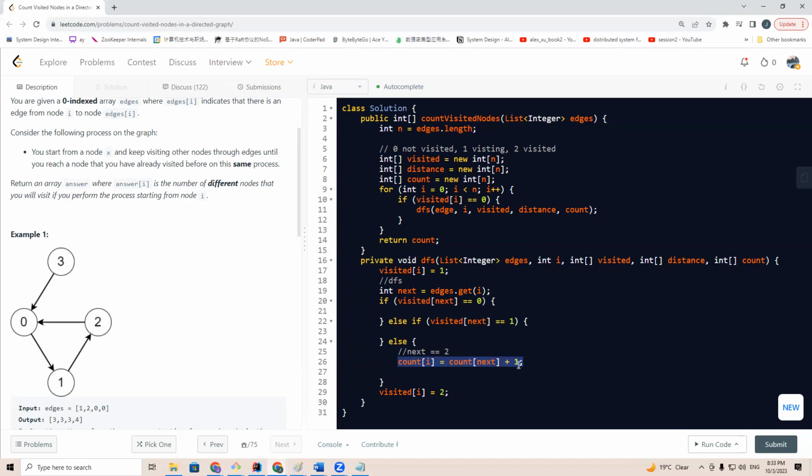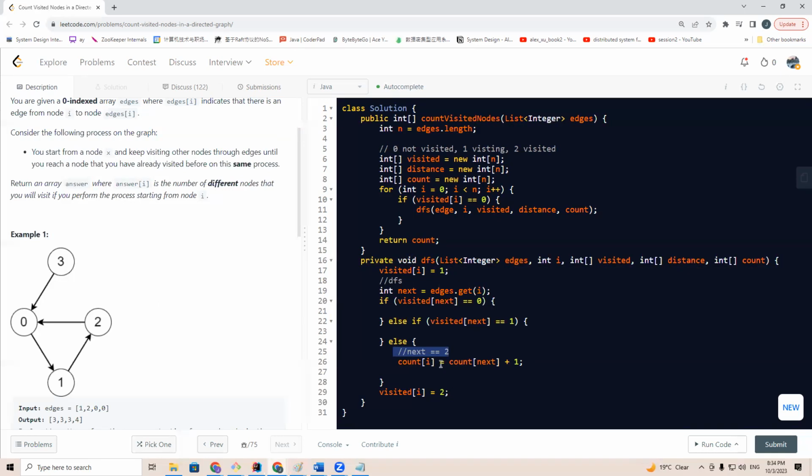So if this one equals 2, that means we are starting from a node which is outside of the circle, and also the circle we already visited. Okay.